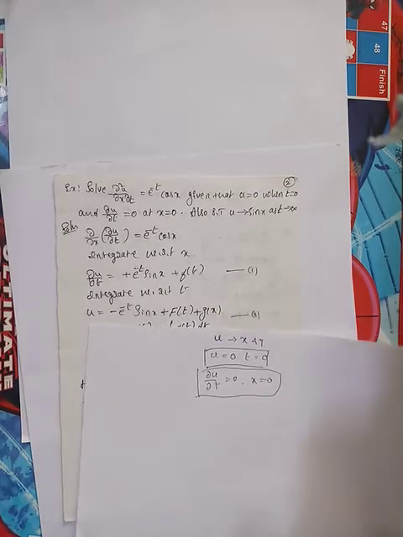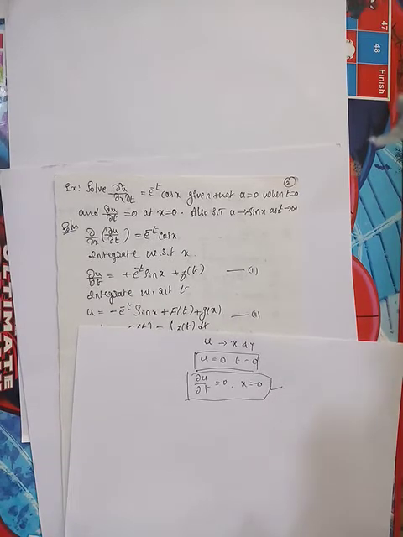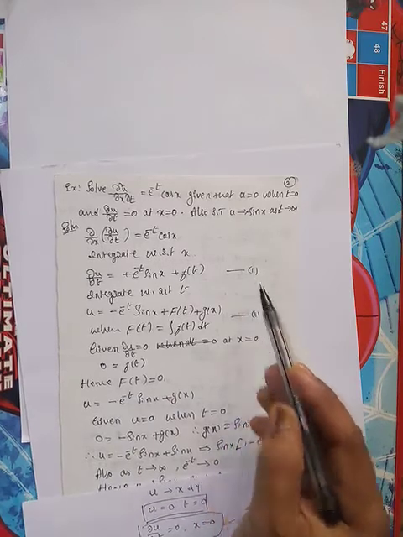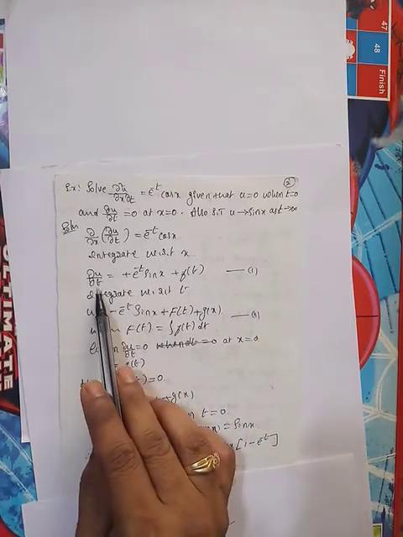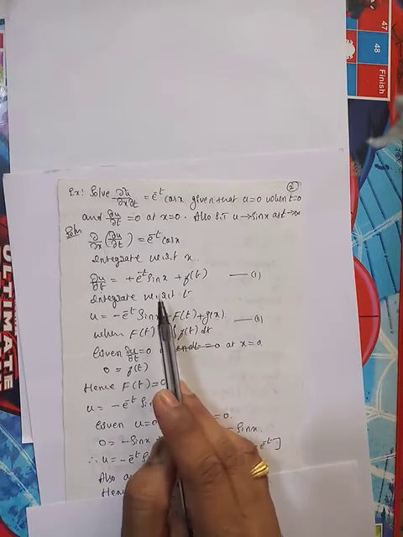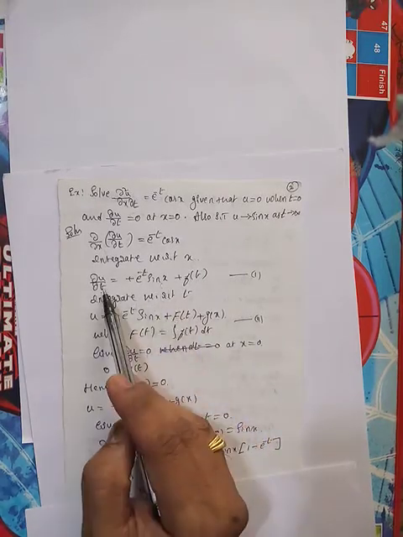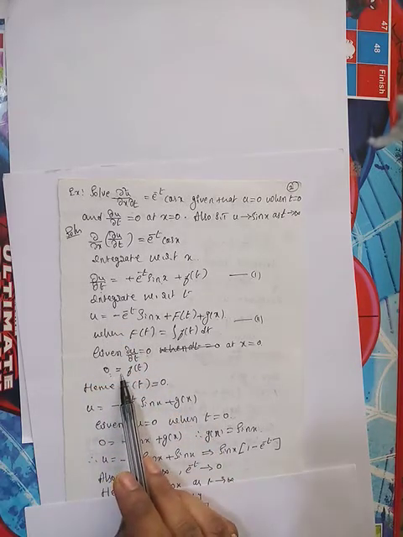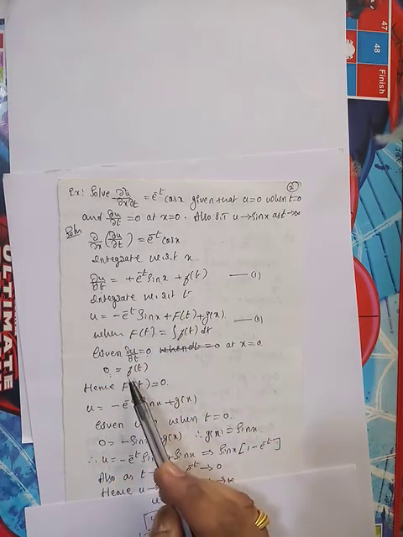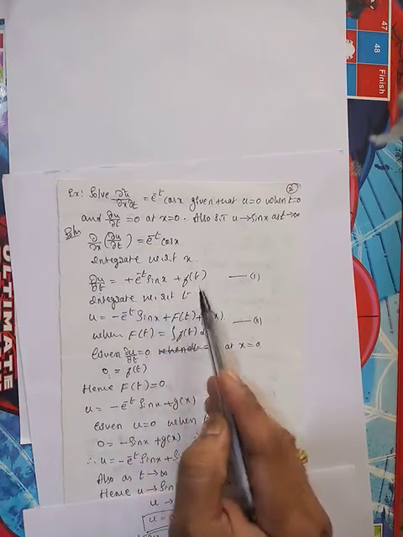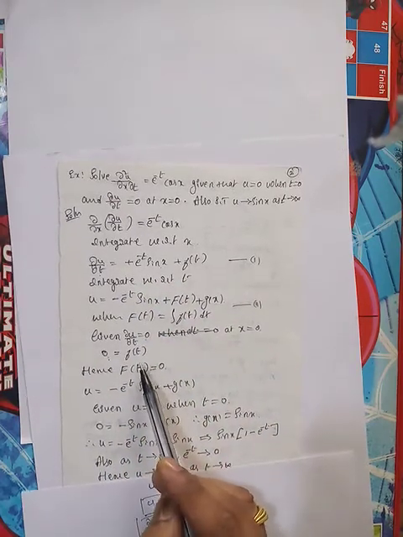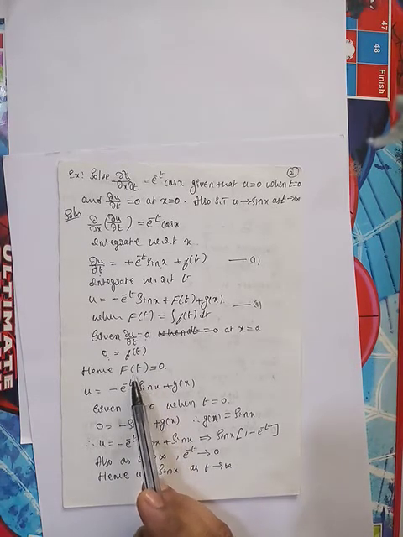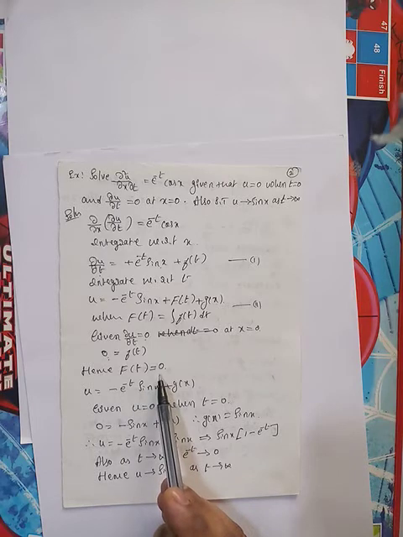So first we use the condition ∂u/∂t equal to 0 and x equal to 0 in equation 1, putting ∂u/∂t equal to 0 here, and then x equal to 0. We get from equation 1: 0 equals, since x is 0, sin 0 is 0, so this term becomes 0, then equal to f of t. Therefore the value of f of t is 0, so the capital F of t is also 0.